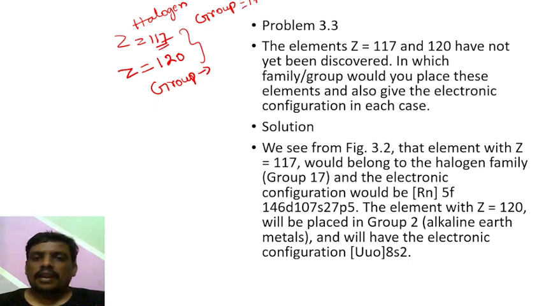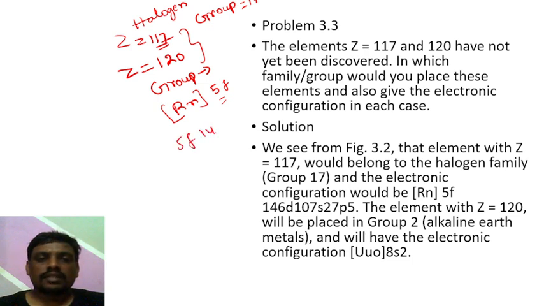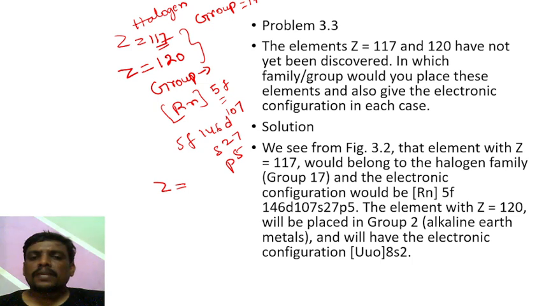Okay, and the electronic configuration would be [Rn] 5f14 6d10 7s2 7p5. The element with Z equal to 120 will be placed in group 2, which are the alkaline earth metals, and will have the electronic configuration [Og] 8s2.